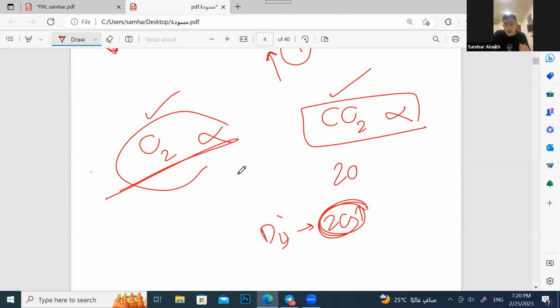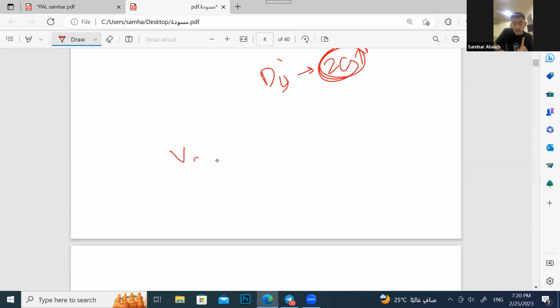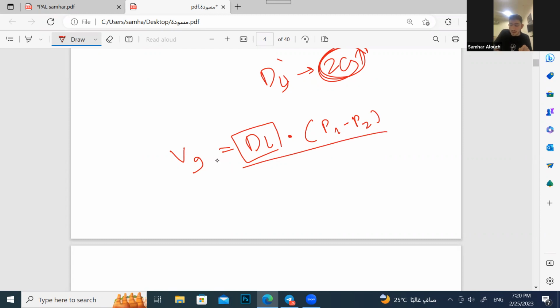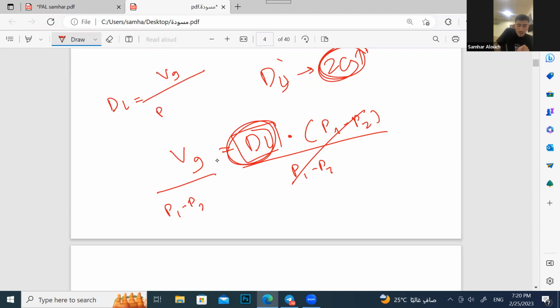And so now, if I have this equation, the amount of the gas that's passing equals the DL, the ability of the gas to pass, multiplied by the pressure difference. Can I actually know the DL? Can I actually calculate it? Yes. How? By dividing by the pressure difference. So if I divide V gas by the pressure difference, I can actually know DL. So now we know that DL is actually V gas over the pressure difference. Okay? Is it clear?